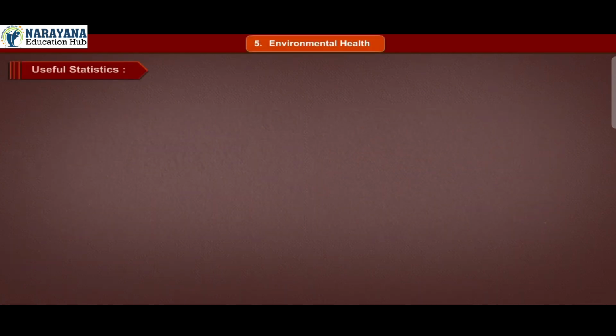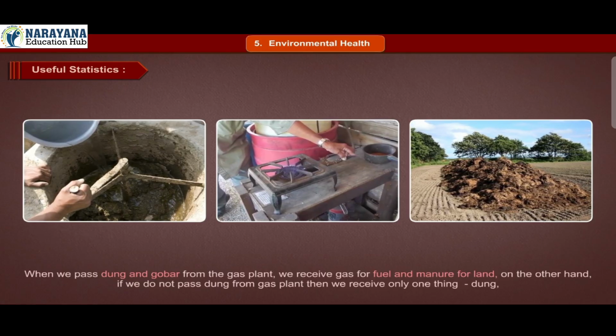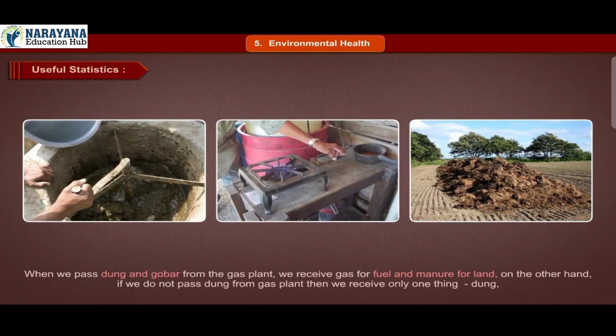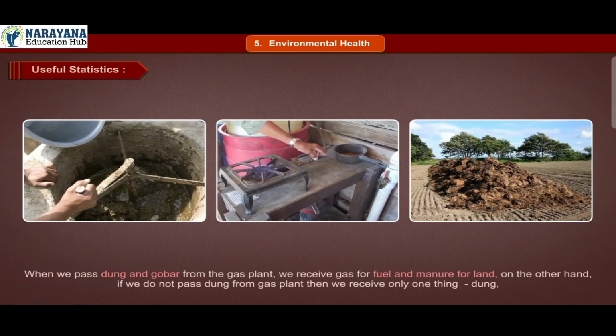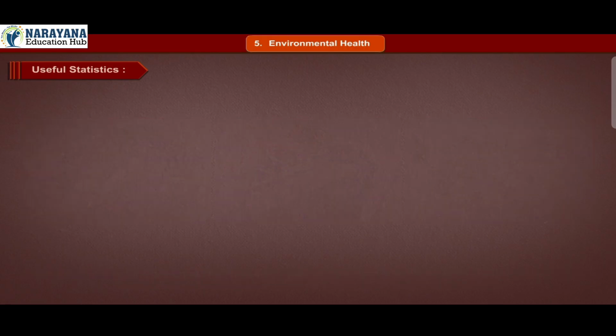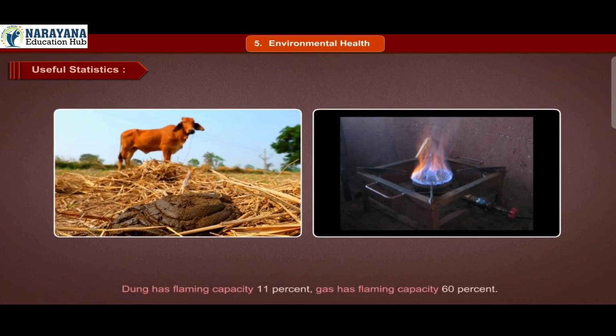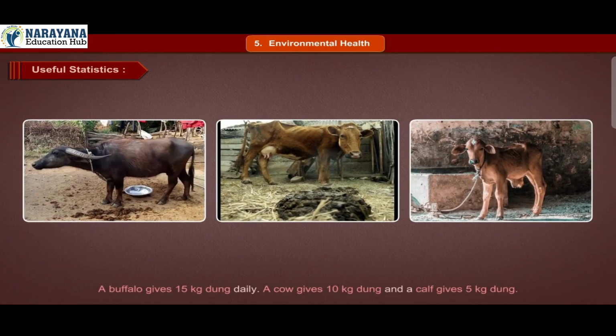Full statistics. When we pass dung through the gobar gas plant, we receive gas for fuel and manure for land. On the other hand, if we do not pass dung through the gas plant, then we receive only one thing, dung. Dung has a flaming capacity of 11%. Gas has a flaming capacity of 60%. A buffalo gives 15 kg dung daily. A cow gives 10 kg dung and a calf gives 5 kg dung.